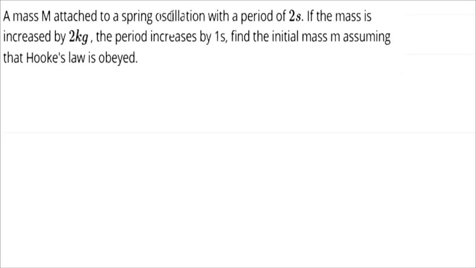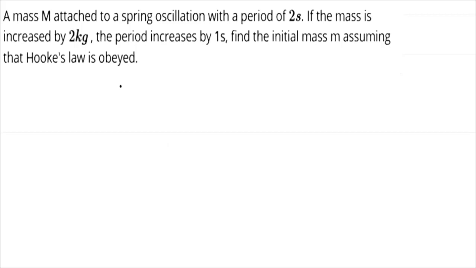Hello everyone, so our question is: a mass m is attached to a spring oscillating with a period of 2 seconds. If the mass is increased by 2 kg, the period is increased by 1 second. Find the initial mass m, assuming that Hooke's law is obeyed. We have been given that the time period of oscillation is 2 seconds, and when the mass is increased by 2 kg, the time period also increases by 1 second. We have to find the initial mass m.